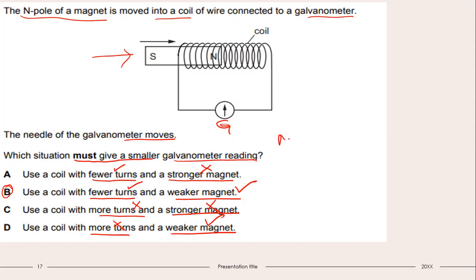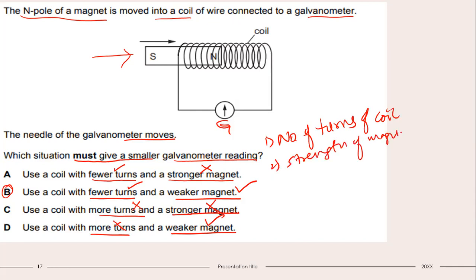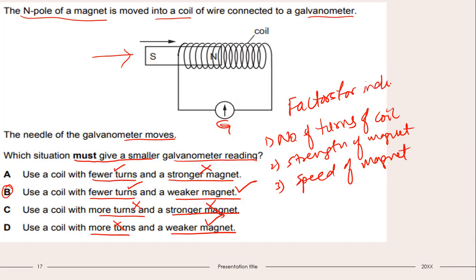So it means that the factors that can affect the EMF are: number 1, the number of turns of the coil; number 2, the strength of the magnet; and number 3, the speed of the magnet. So these are the factors for induced EMF.